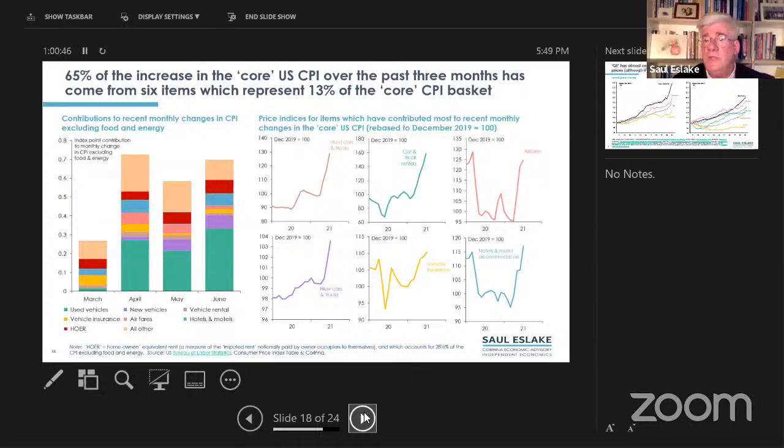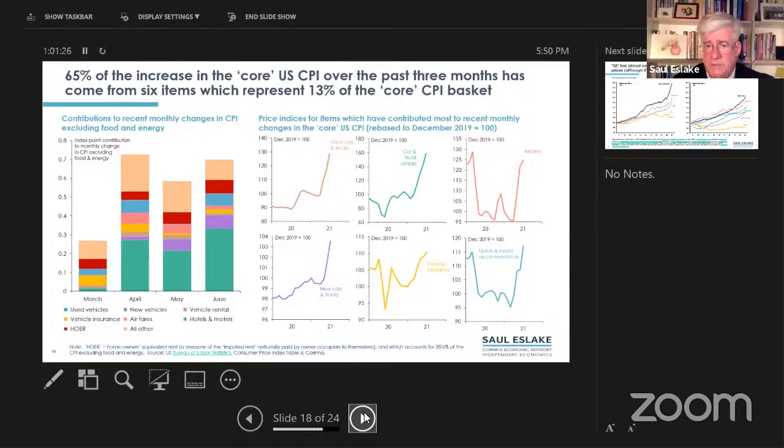4 of those items are to do with the purchase or operation or rental of cars and trucks. And indeed, the US is something of an outlier in terms of including used car prices in its CPI. Most other countries don't do that. The other two components that have contributed in an outsized way to the acceleration in US inflation over the last 3 or 4 months have been airfares and hotel and motel charges, which have returned to their pre-pandemic levels as the US economy has opened up after falling precipitately during the early part of the pandemic.